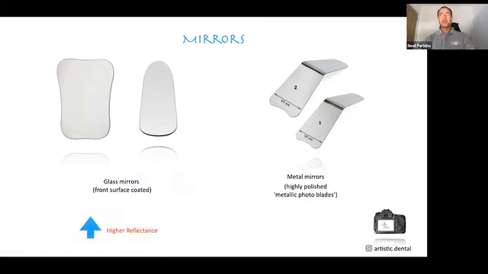The reflectance of the glass mirrors is higher. The reflectance of the metal mirrors is lower. So if you're using metal mirrors, you might need to tweak your camera settings a bit to make sure your image has the appropriate brightness or exposure.